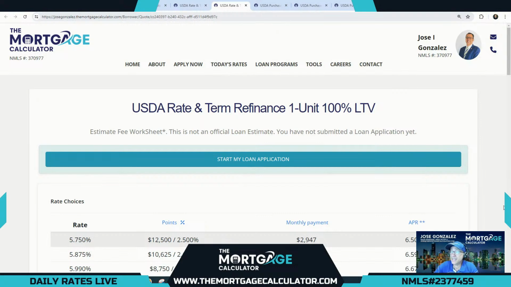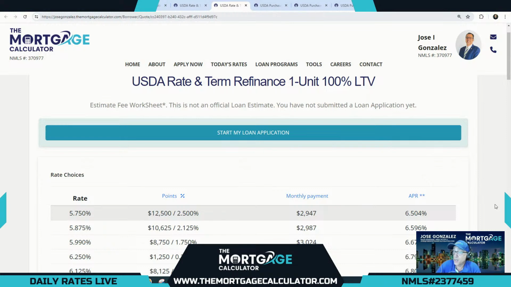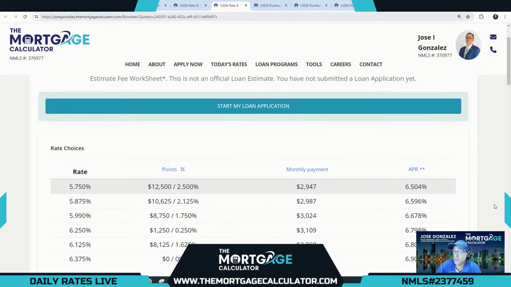And USDA does not allow for cash out refinances. Remember, this is a loan where the objective is home ownership for people that live in rural areas, as well as being able to remain in the home should you need to refinance into a lower interest rate to make the home more affordable. So that is what the rate and term is for.